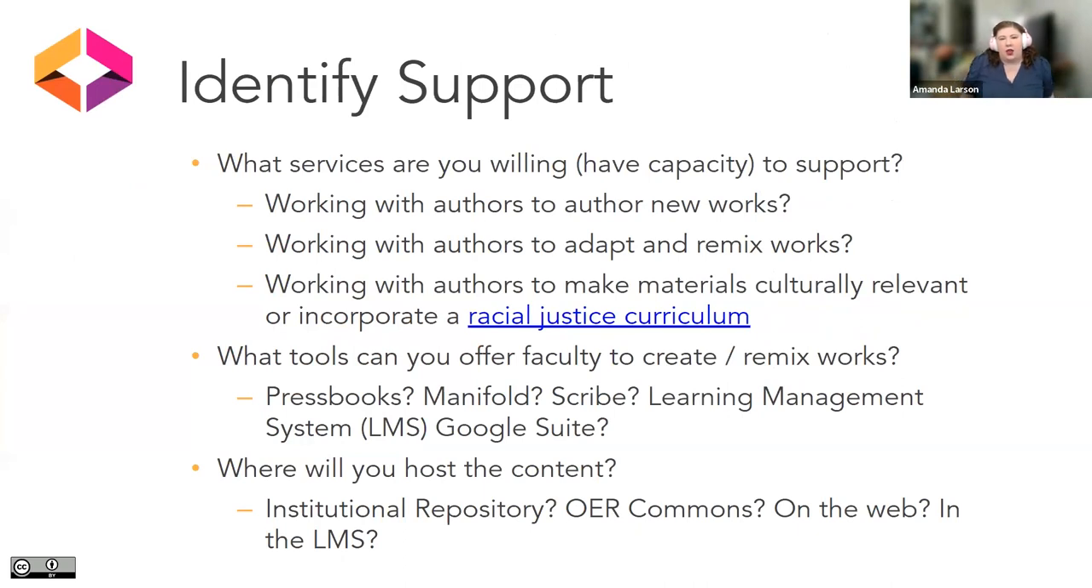So if you're identifying support, one of the first things you're going to want to think through is what services you are willing, you have the capacity to support. So this could look like working with authors to author new work. So you're going to create brand new OER from scratch. They're not going to have any other content.